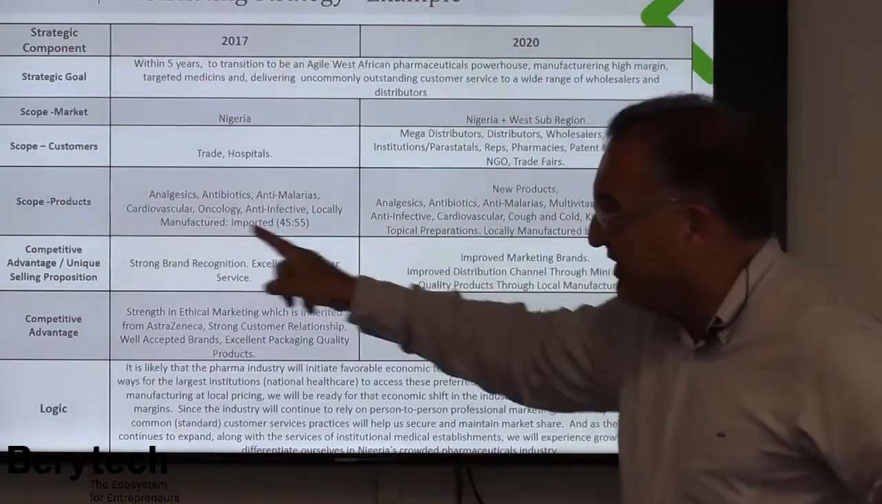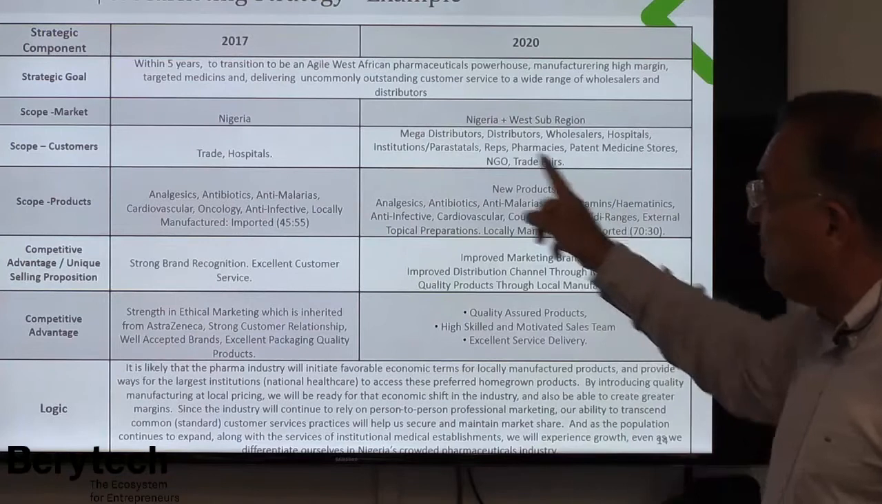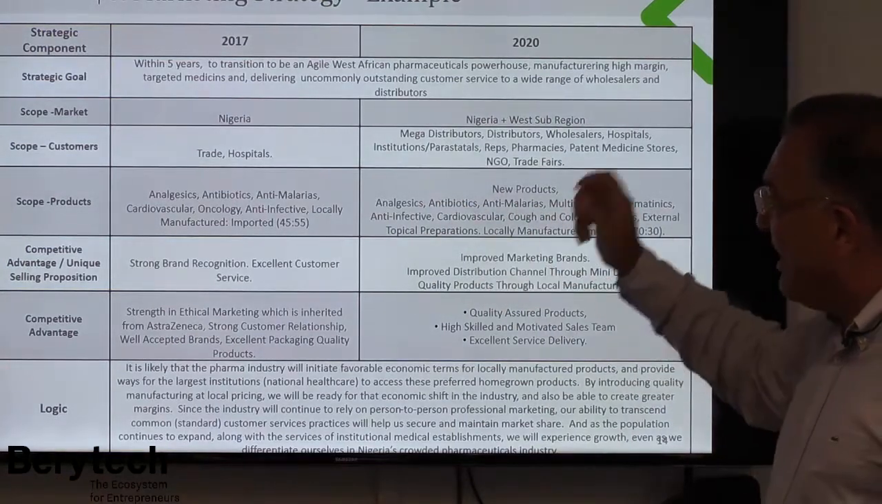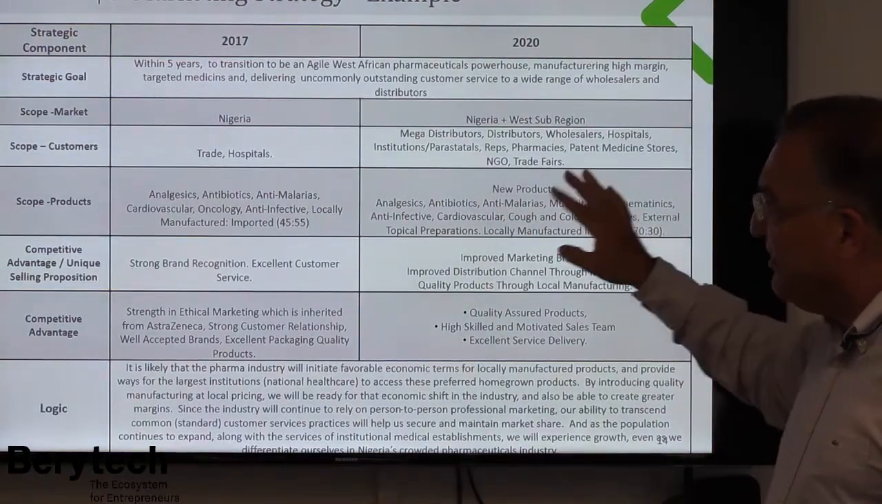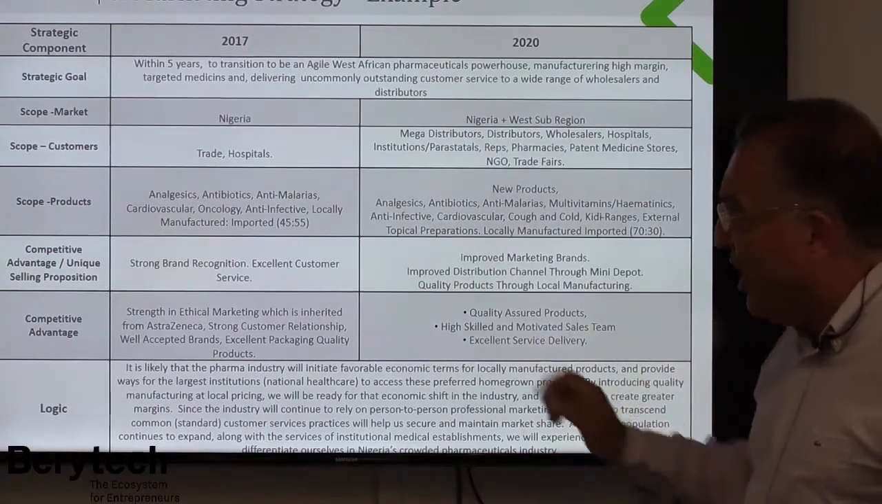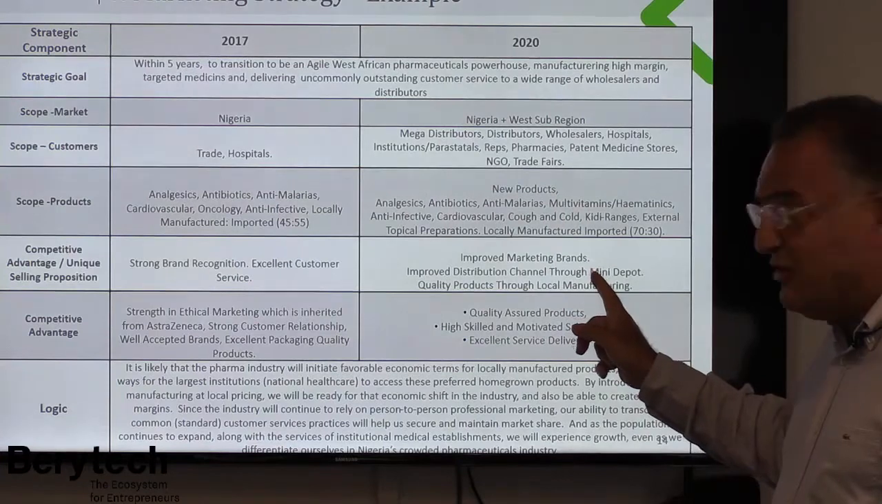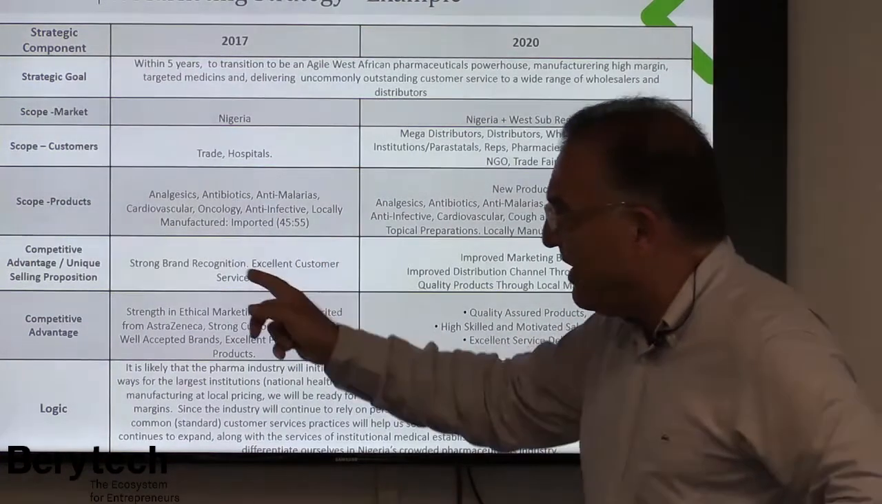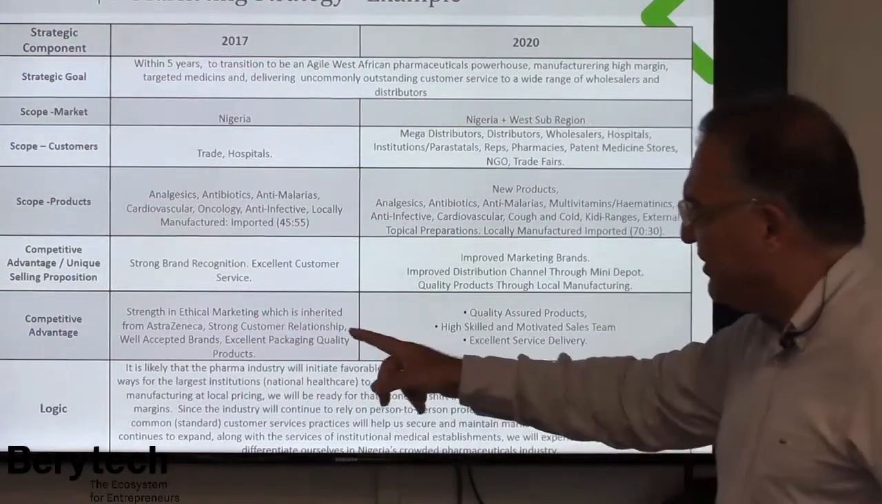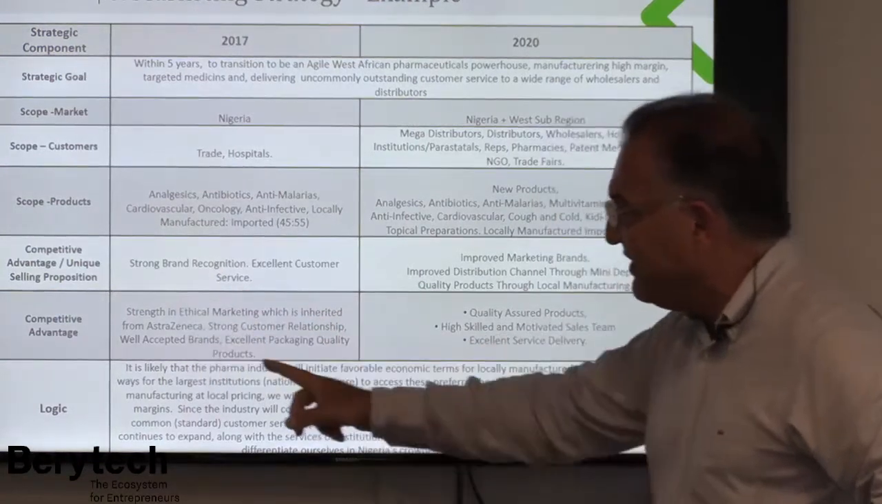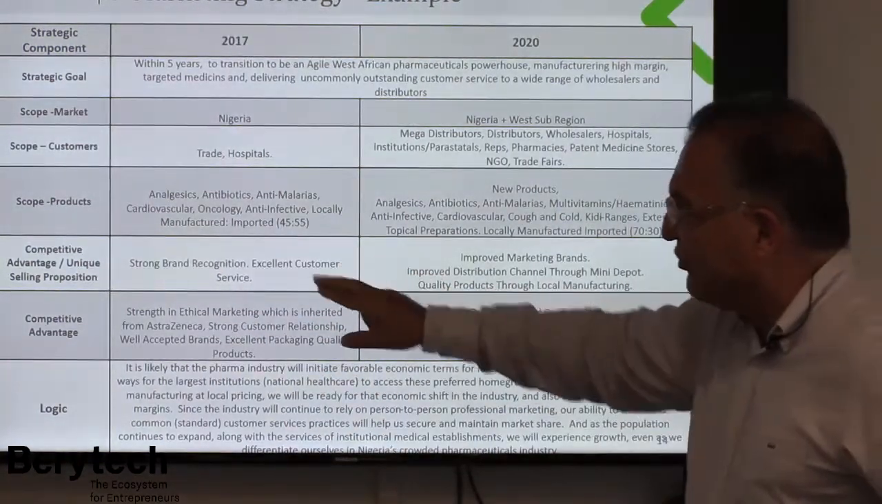What is the product? This is their product offering today. What is the new product that they're coming with? Anti-malaria, antibiotics, multivitamins, so this is their product offering. What is that competitive advantage today? What is that competitive advantage going to be in the future? This is the competitive unique selling proposition. No, this is the logic for winning. This is the logic that they have. So basically the two can be merged into one.